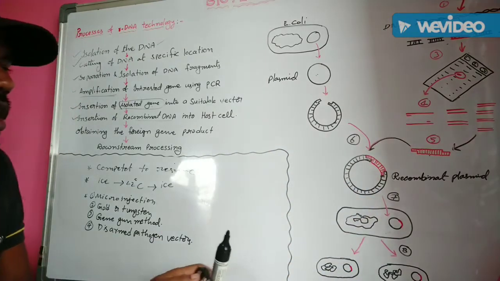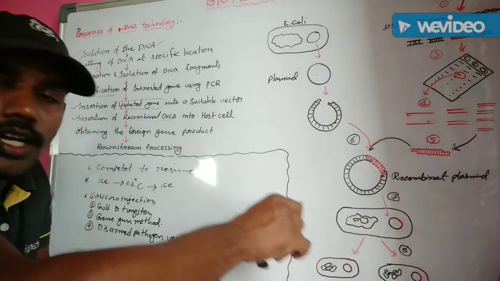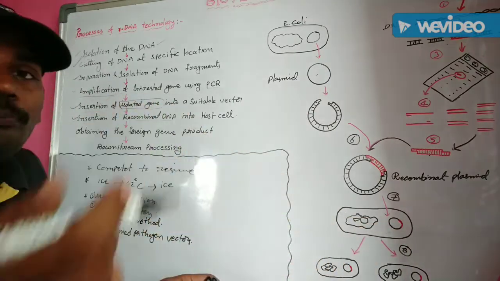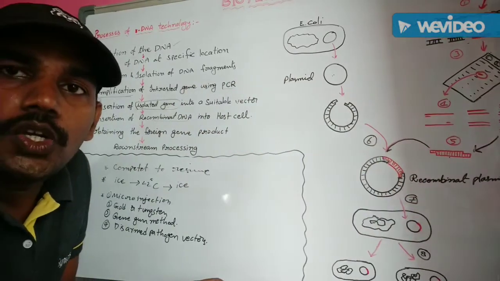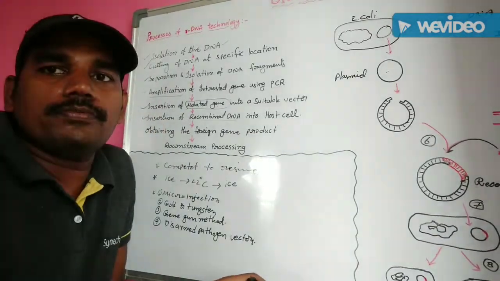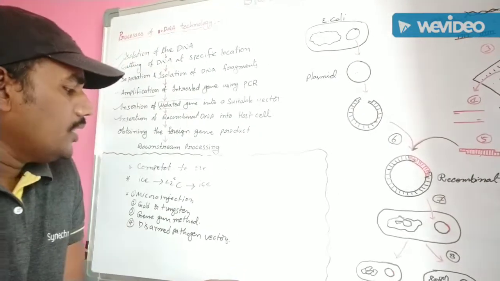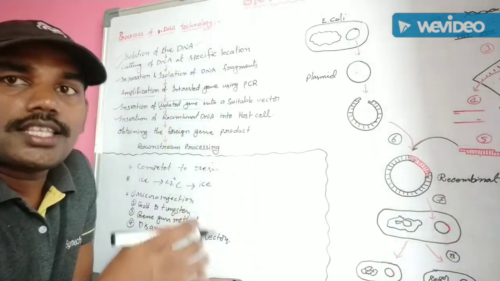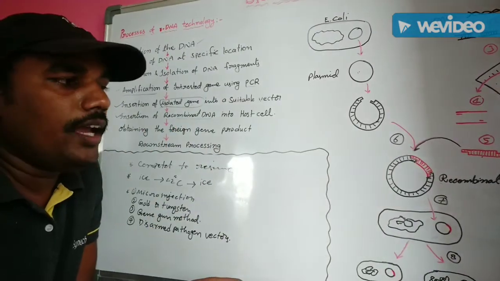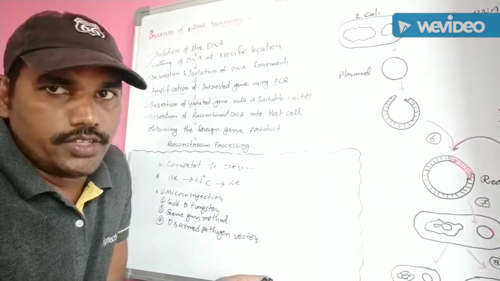Initially, the host cells are made competent to receive the recombinant DNA plasmid into their cytoplasm. So, the competent condition is maintained in the host organisms.